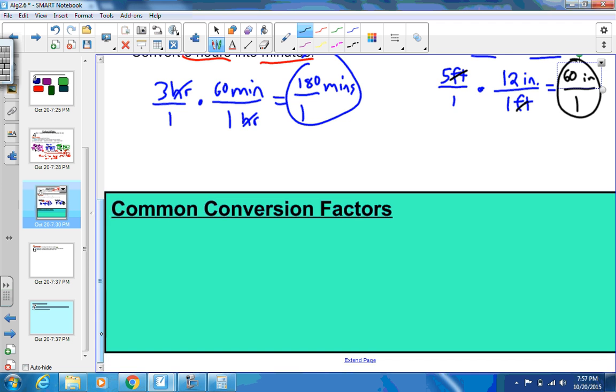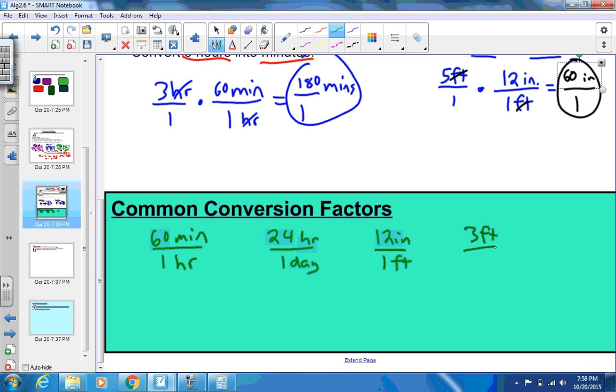Now, if you don't know these by heart, here's some common conversion factors that you might use from time to time. Here, I'll just start listing them. We have 60 minutes for 1 hour. That's a very common one. There's 60 minutes in an hour. There are 24 hours in a day. That might be a common one. We just did 12 inches in 1 foot. Thinking about it that way, we can do 3 feet in 1 yard.